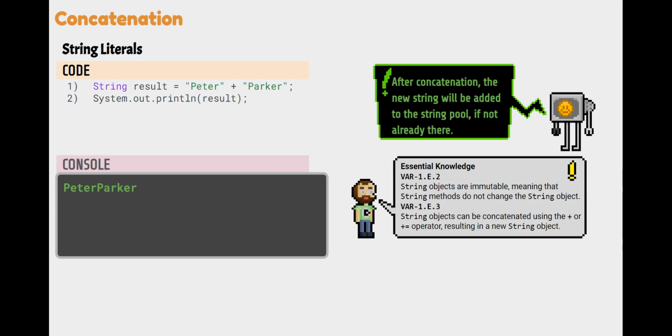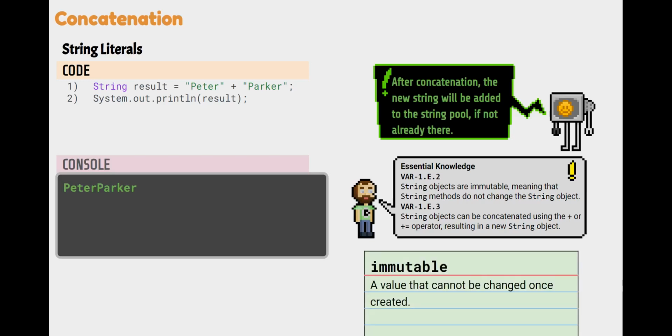String objects can be concatenated using the concatenation or the concatenate and assign operator, resulting in a new string object. So immutable means that a value cannot be changed once it's created. Once a string goes into the string pool, we cannot change that string. If we concatenate another string onto it, we just make a new entry into the string pool. We will never change that original string in the string pool.